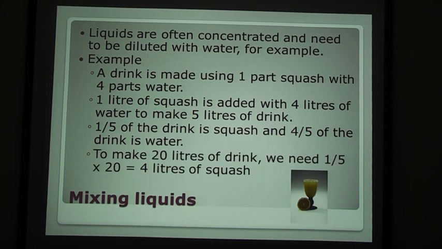So to make 20 litres of drink, we need a fifth of 20, which is 4 litres of squash. So again, we come back to understanding relationships between numbers, but also working out that if you've got 1 litre of squash, you're adding it to 4 litres, you're making a total of 5 litres of drink.